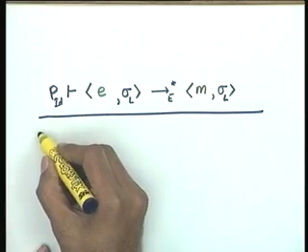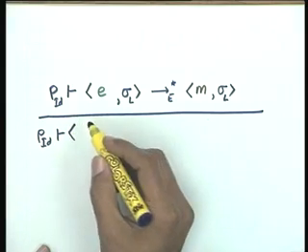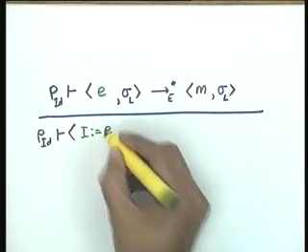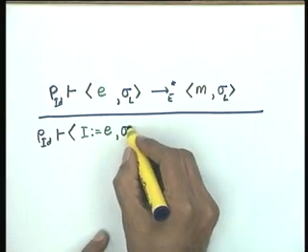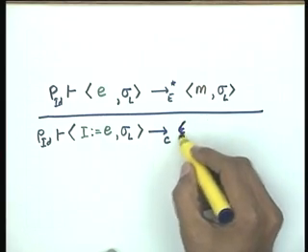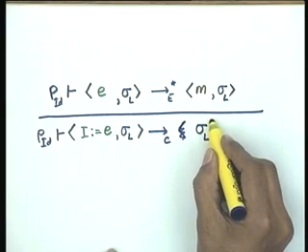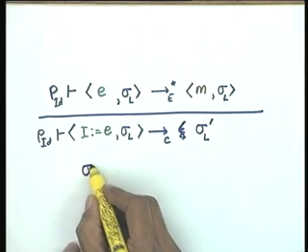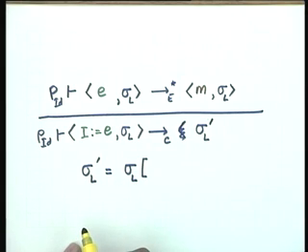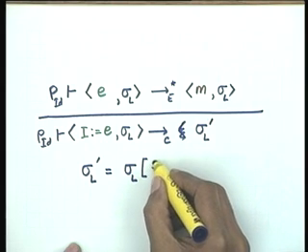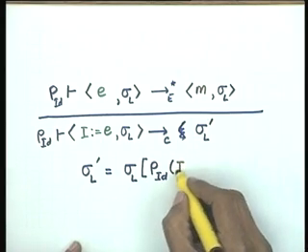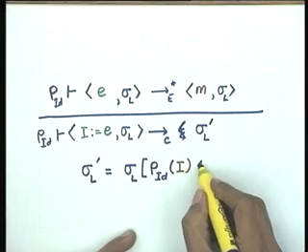Then the effect of an assignment of the form I is assigned E in the state sigma L is to create a new store sigma L prime, where sigma L prime equals sigma L with the updation that the location of the identifier I has associated with it the value m.